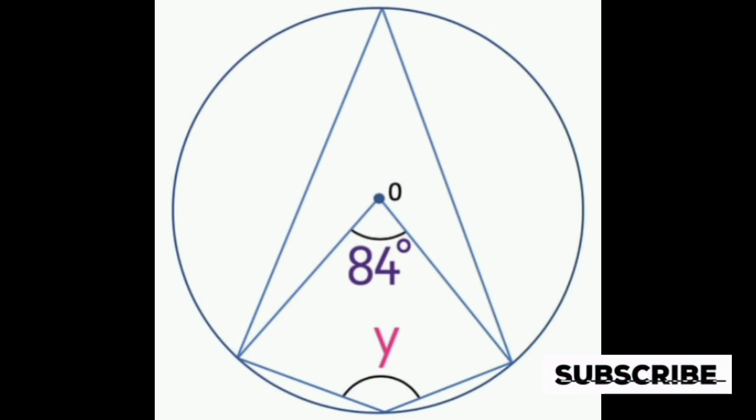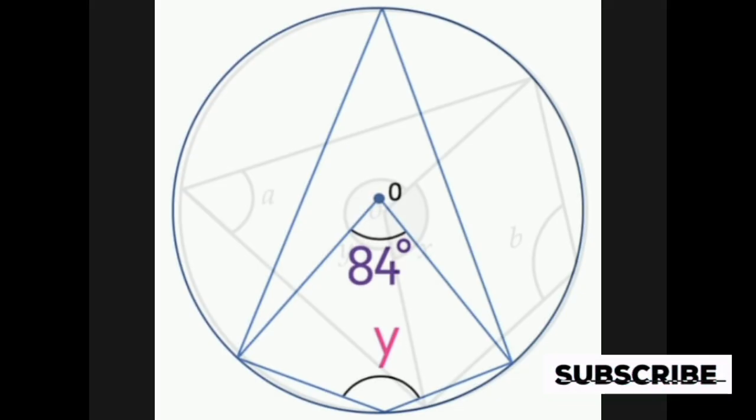That gives us 276. So we now have 276, which is in the right position to be 2 times y. So 276 degrees equals 2 times y. To find y, we say 276 divided by 2, which will give us 138. So y is 138 if I'm not calculating wrongly.